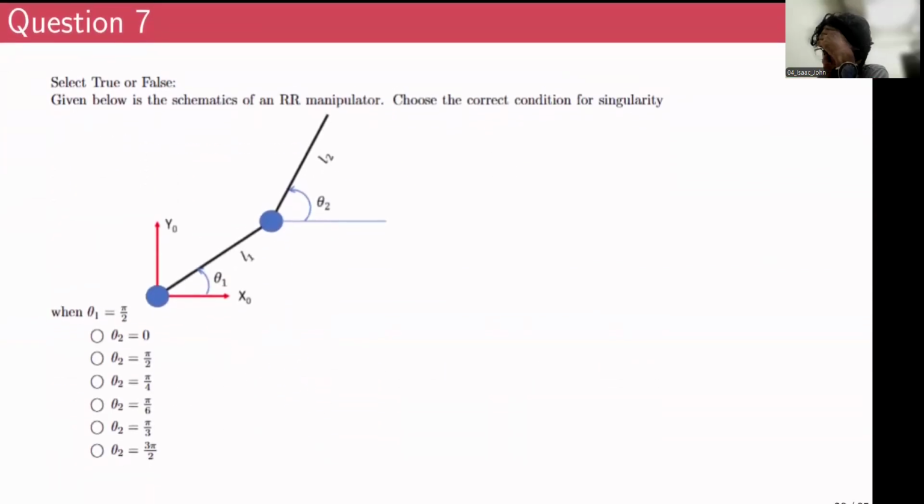Okay, now moving on to question 7. Given below is... it's not a true or false question. I think there is a mistake over here. I'll just scratch this off. It's a MCQ question. Given below is the schematics of an RR manipulator. Choose the correct condition for singularity when θ1 is pi by 2. So here θ1 is defined as an angle link 1 makes with... Pi by 2. θ2 is pi by 2. Yes, that is correct actually.